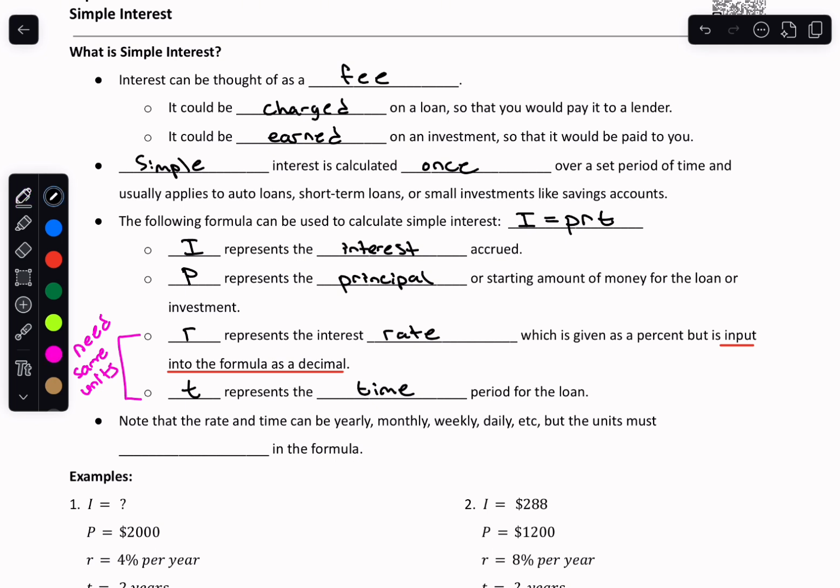By saying note that the rate and time can be yearly, monthly, weekly, daily, etc., but the units must match. Okay, so same point there, just doubling down on it. We absolutely need to check that our units match whenever we do these problems. All right, other than that, we're really just applying a formula. So we're gonna get straight into it.